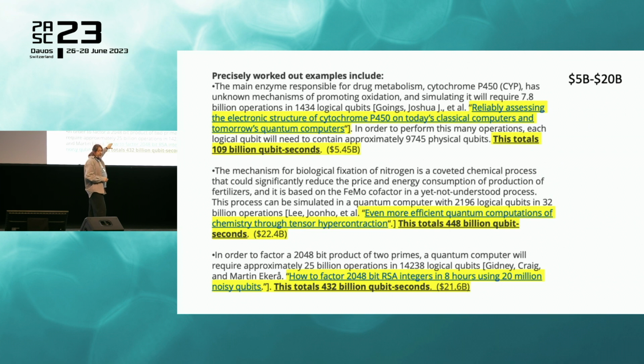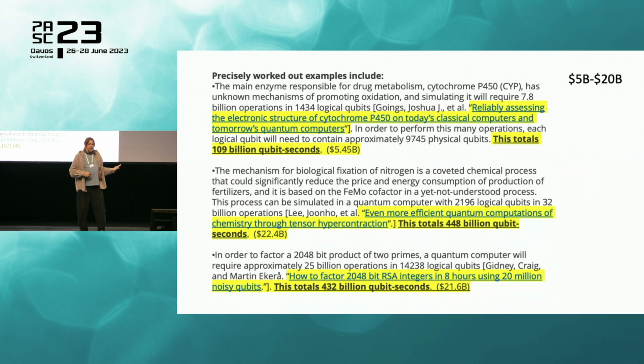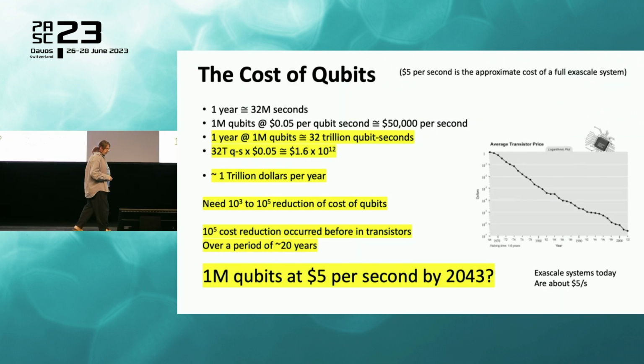Fixing nitrogenase, room temperature nitrogenase, nice problem to have. Hundreds of billions of dollars of industry and agriculture based on this. That's a $20 billion problem at today's costs. Factoring a composite key, about $20 billion, okay? So at the current price, nobody's going to pay, right?